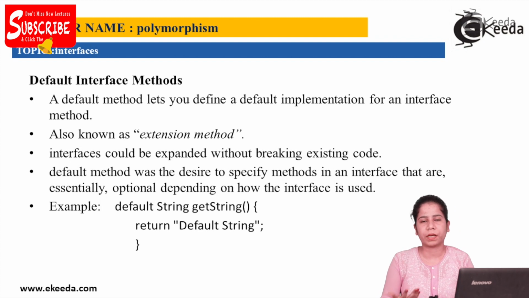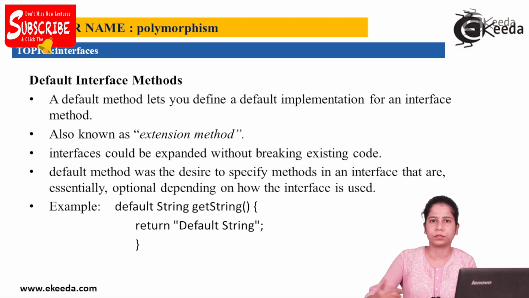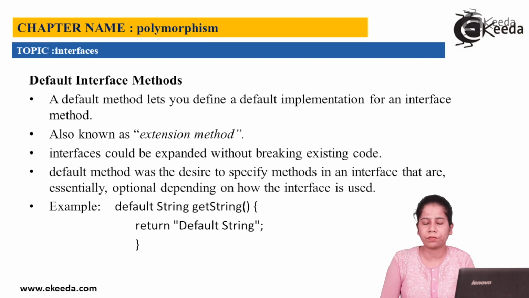Basically, just imagine we had normal interfaces where we used to have a set of methods inside, which are public and abstract by default. Whenever I want to implement a particular interface, I have to give implementation for all the methods. That's the rule, that's the thumb rule.